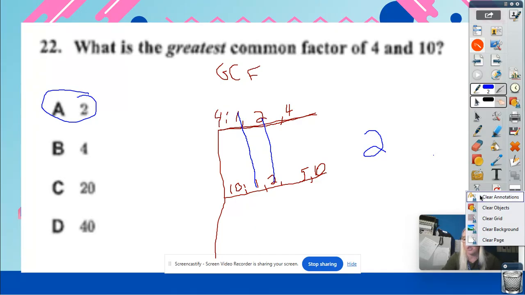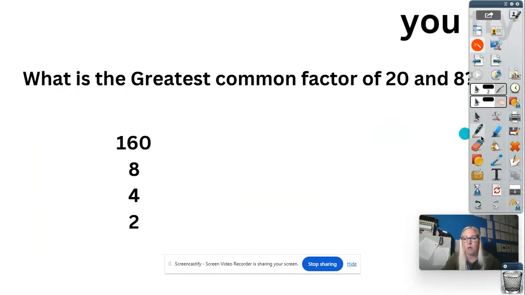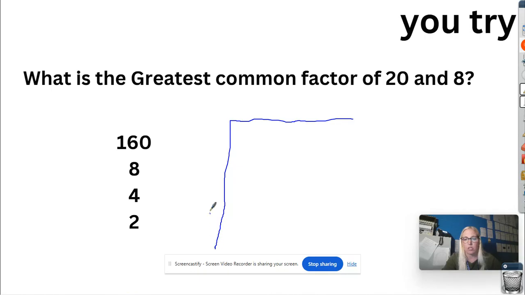Pull out a sheet of paper. You're going to do a you try next, and that is going to be the greatest common factor of 20 and 8. So again, make a large letter F. 20 is going to be the largest number on the top row, and 8 is going to be the largest number on your bottom row.